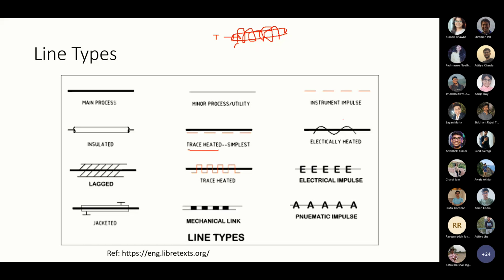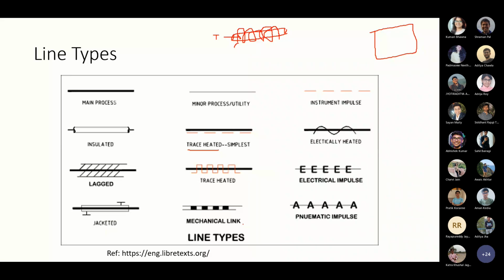Now, let's say you have a tank, and you are heating the fluid inside by using an electric coil, then we will use an electrically heated coil line. Sometimes we have a lagged pipe, where we are losing the heat, and at that time we will say a lagged pipeline. If you're using an electrical impulse, then we will represent it with a symbol. If we have a jacketed heater, like the double pipe exchanger we have seen, at that time we use the jacketed heating.